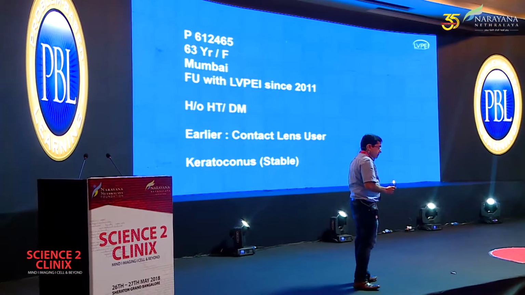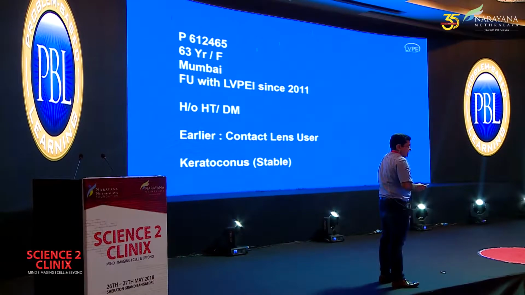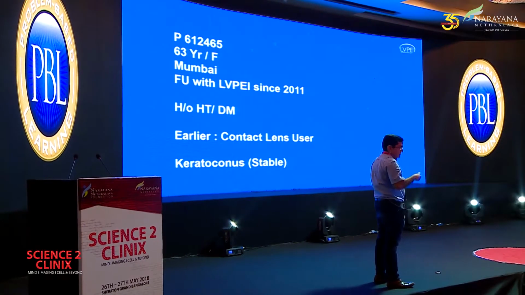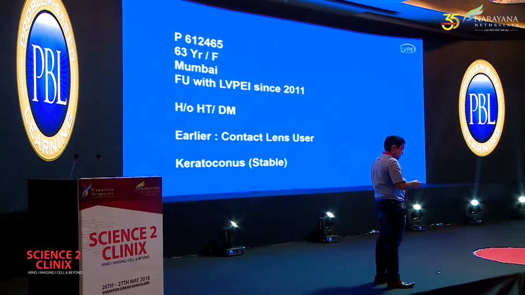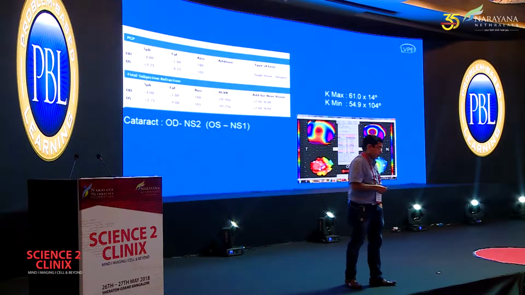Okay, so this is about a 63-year-old lady who came to us. She has been a contact lens user all this while and was diagnosed with keratoconus a long time ago, about 25 years. So this time what she had was a cataract. It was just a grade 2 cataract.